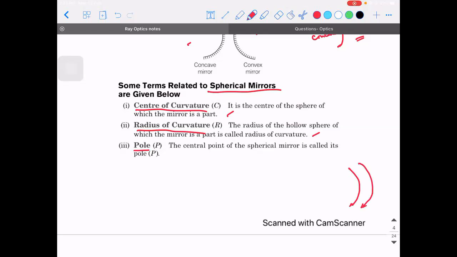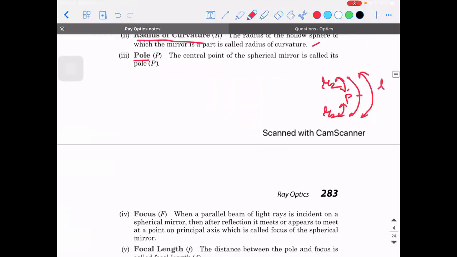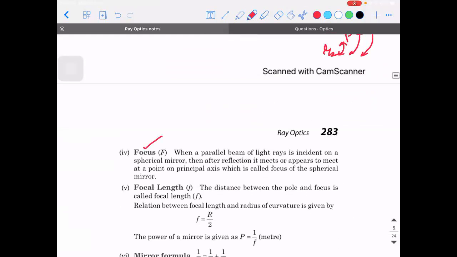So if you take the length of the spherical mirror as L, from one of the ends exactly at L by 2, you will have the pole. So if this distance is L by 2 and this distance is L by 2, then we call that the pole.